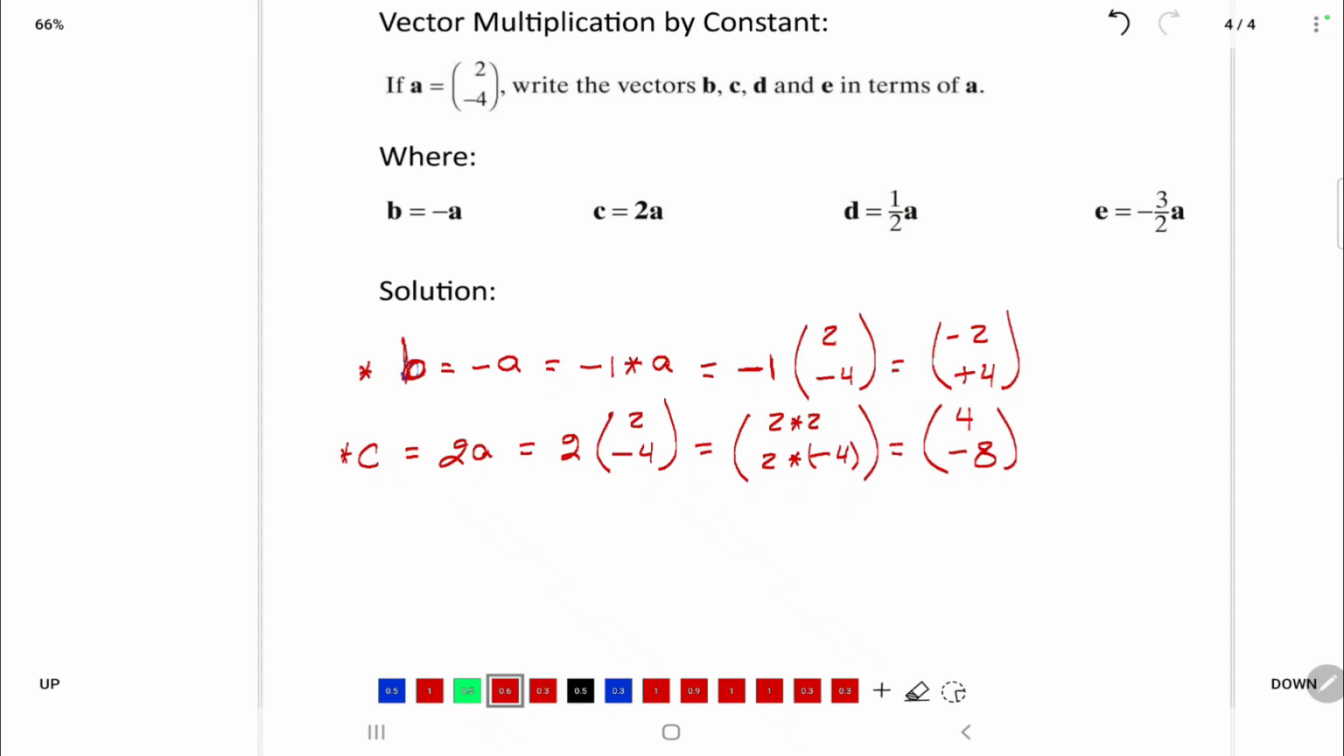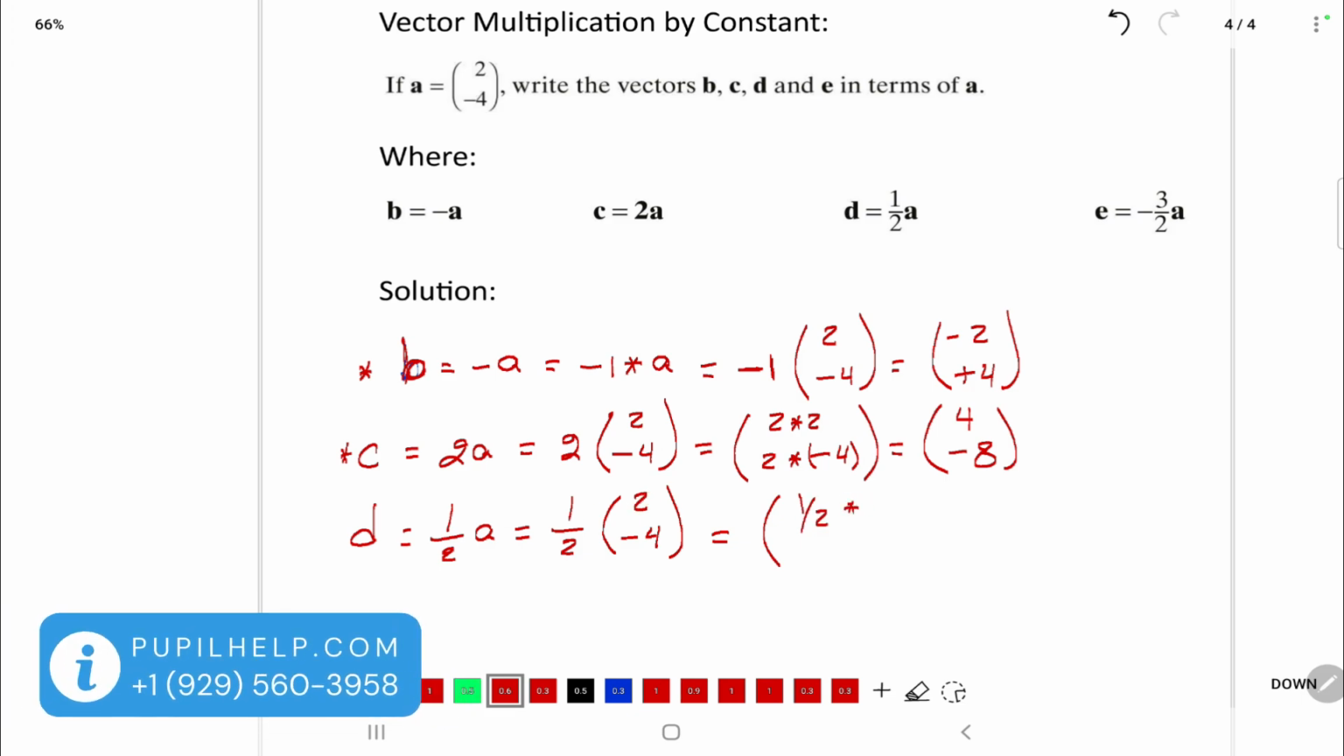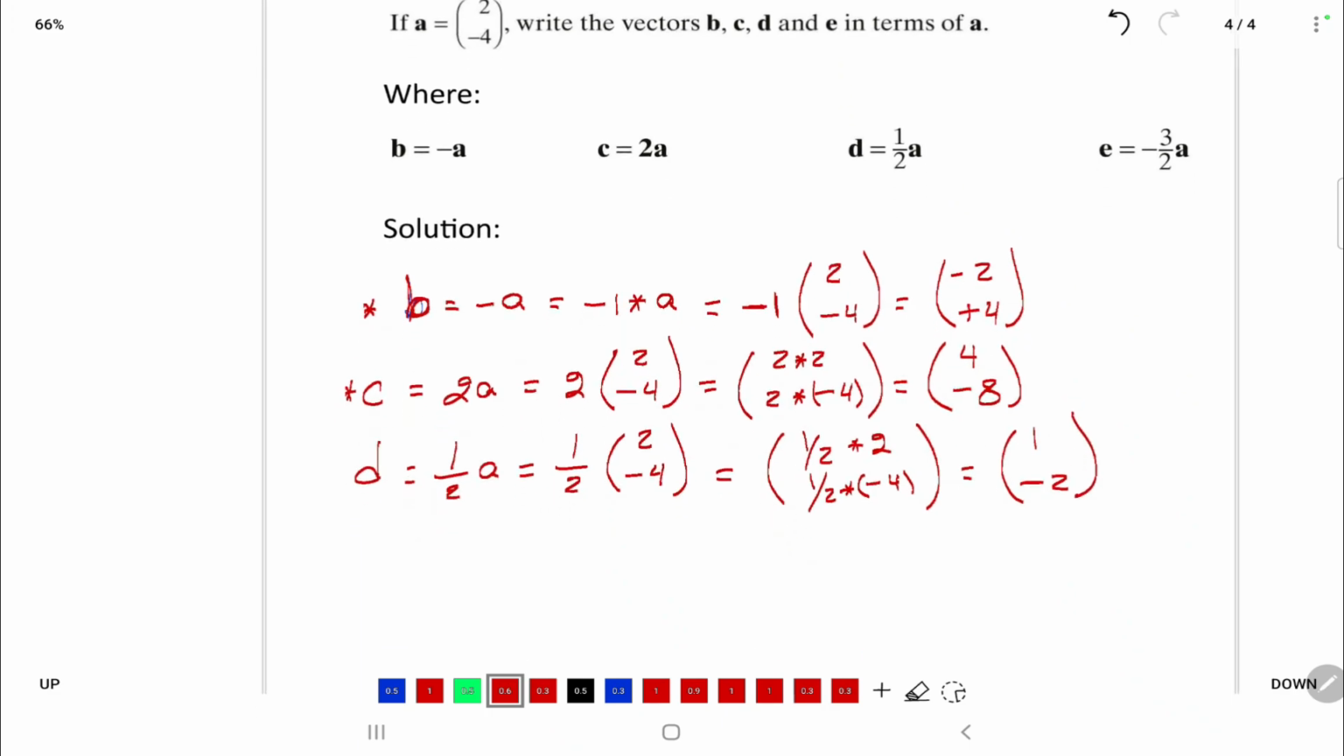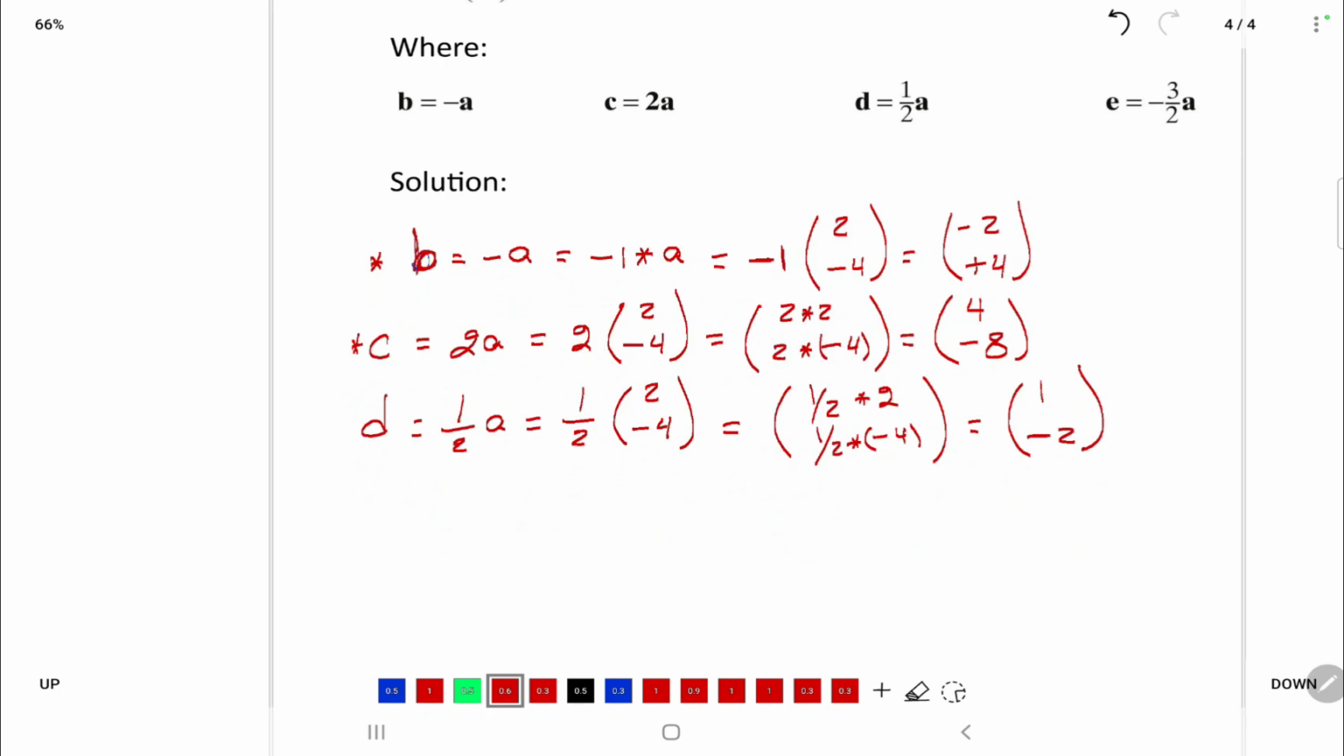Okay. Now for D, D equals half A. So it is half of 2, minus 4. And this will be half multiplied by 2. You see, I multiply this factor by all the elements. So it is half multiplied by 2, which is 1, and half multiplied by minus 4, which is minus 2. The same thing for the last one.